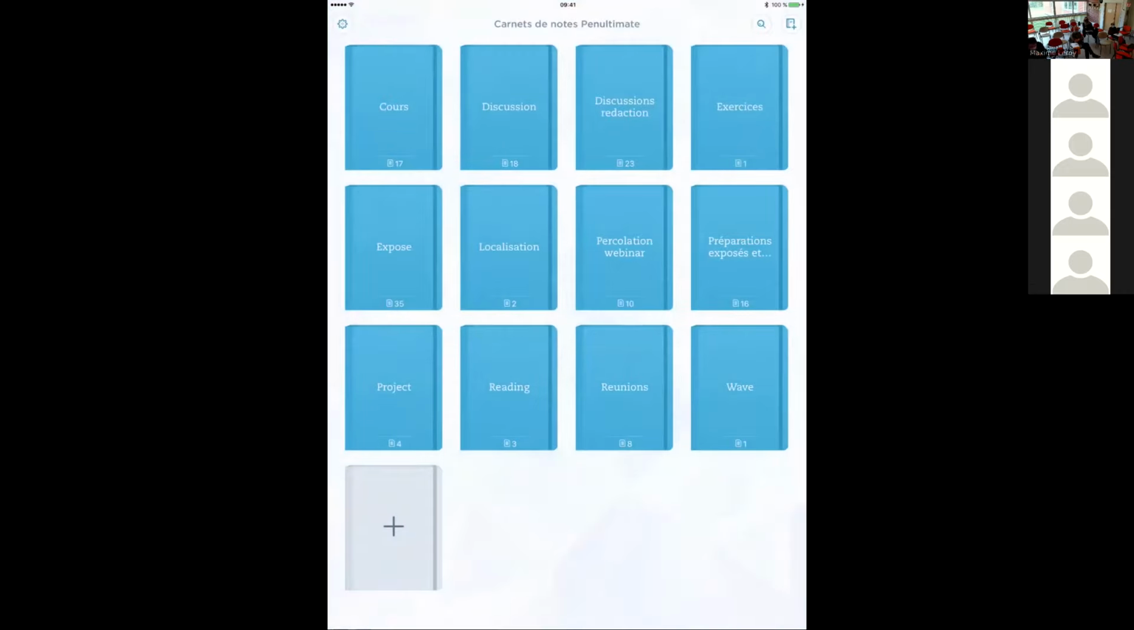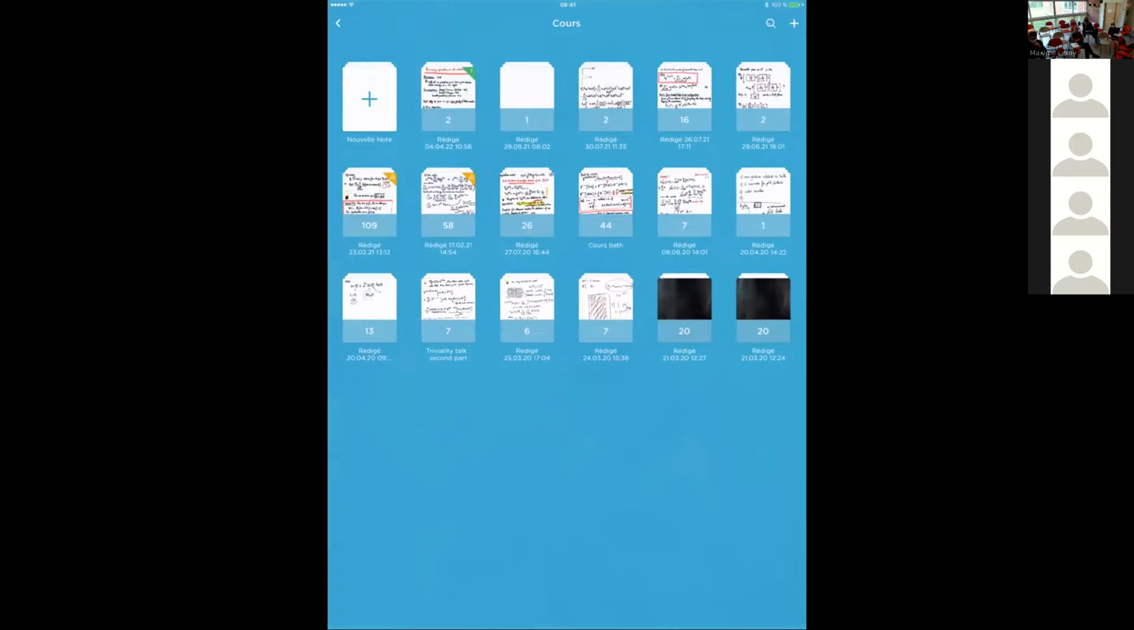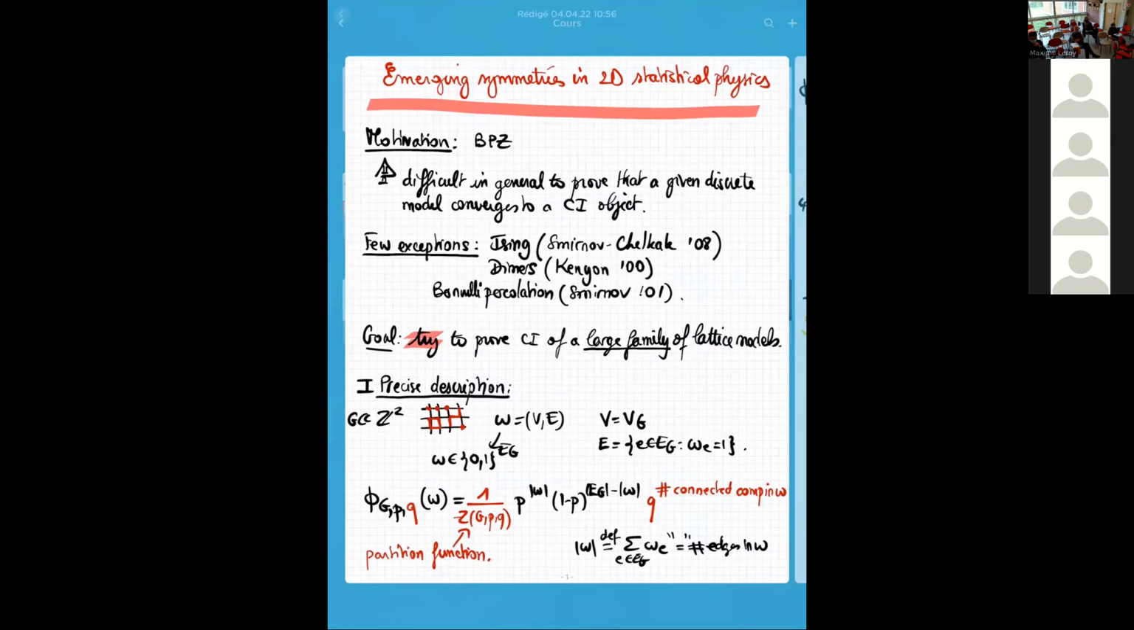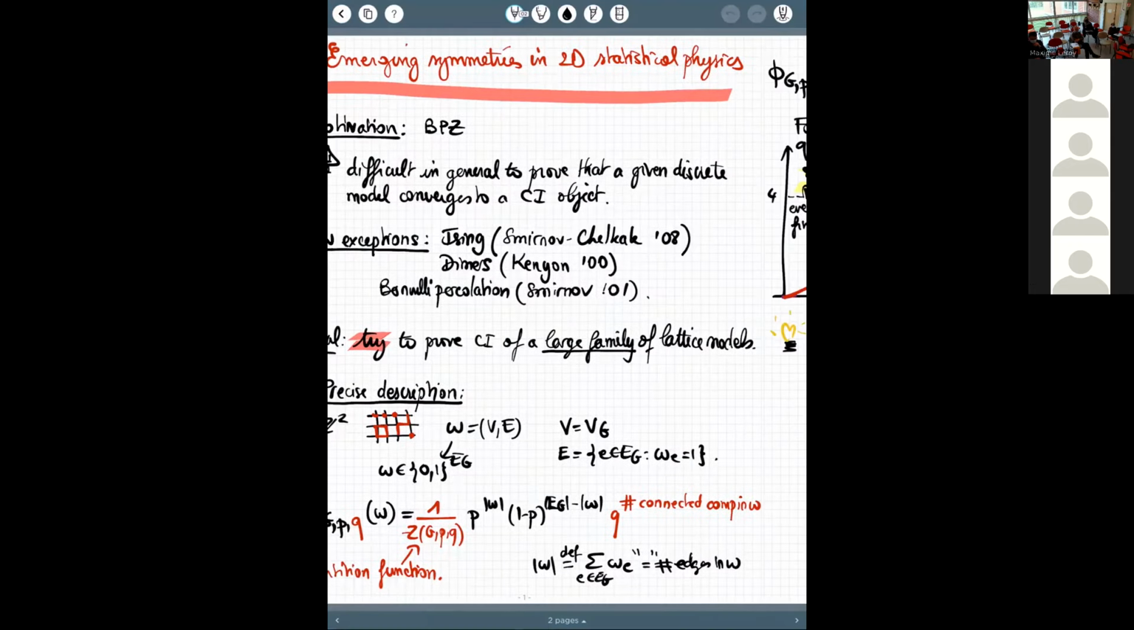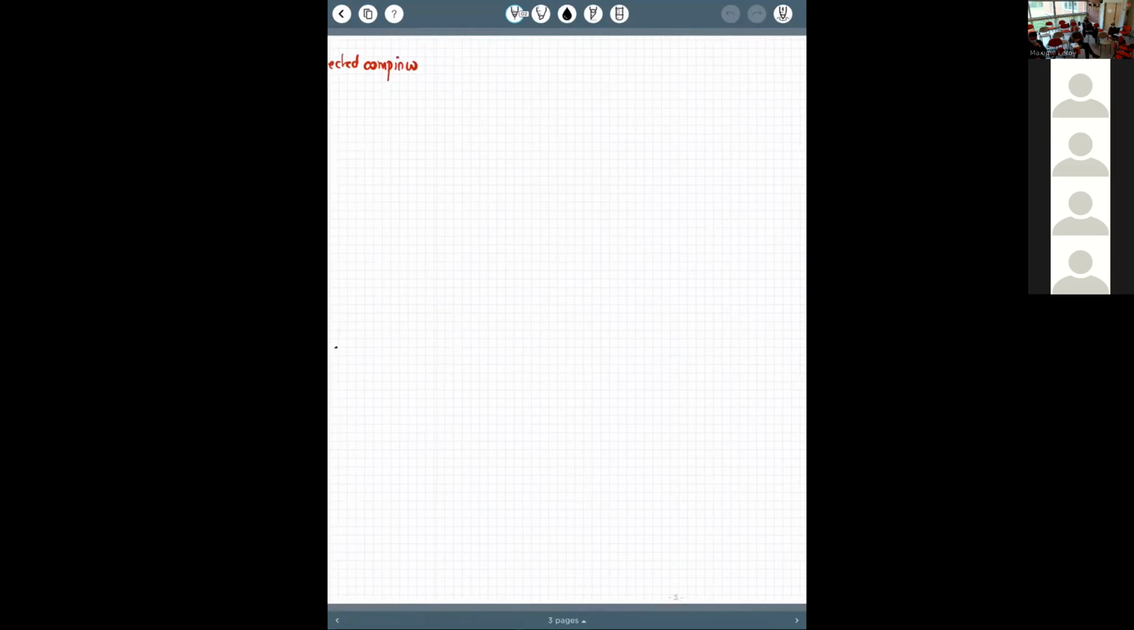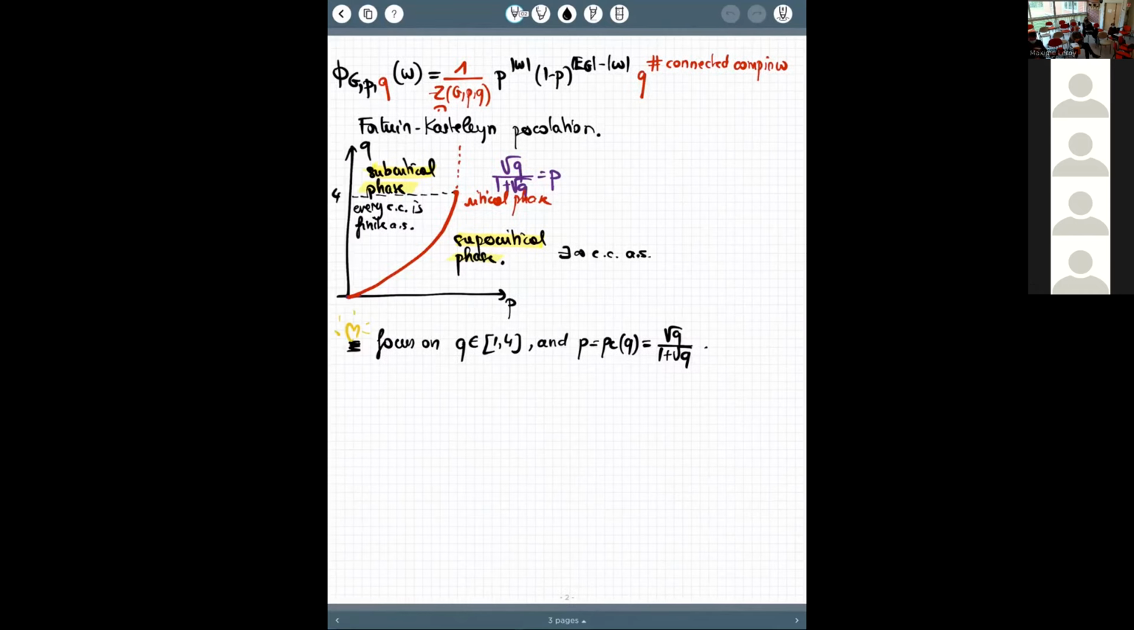While it's trying to restart, let me finish what I was saying about this class of models. So these percolation models lie at the crossroads of many other models. They are related, for instance, to a class of models you know very well, which are the 6 vertex models.